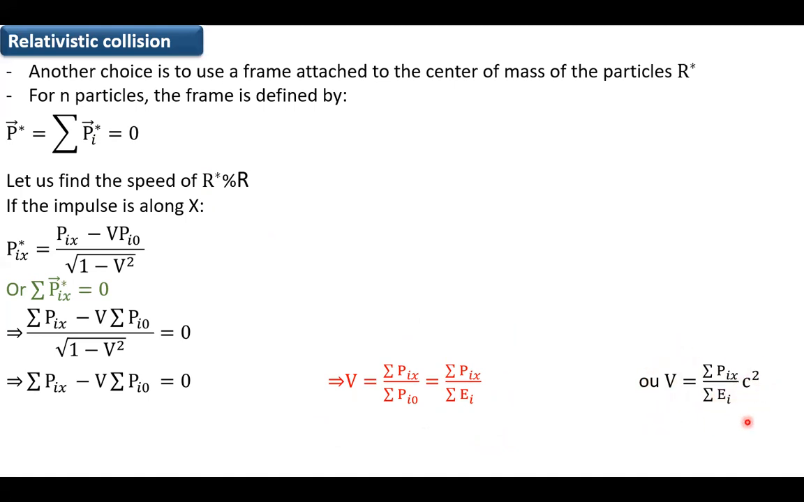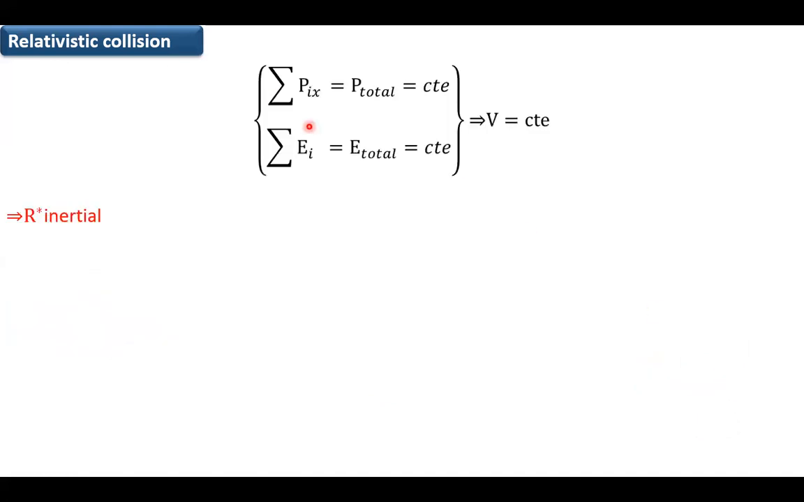Okay, is it a constant speed? You have c squared, which is constant, of course. So what about sigma Pix and sigma Ei? Sigma Pix is the total momentum, P total, the total momentum P. So obviously this is a constant quantity because it's a conserved quantity. The total momentum is conserved.